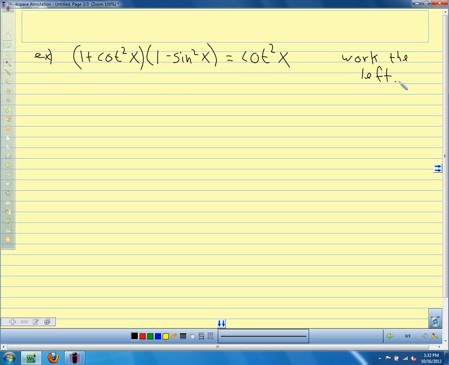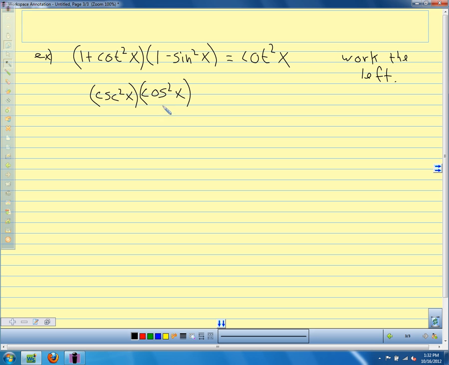Anybody have some suggestions about what we can do? What do each of these parentheses make you think? What should we be thinking when we see those? Pythagorean identities. So look on the right side of your sheet. Do we have a Pythagorean identity for cotangent squared? 1 plus cotangent squared is what? So I can rewrite this as cosecant squared x. 1 minus sine squared x is just cosine squared. I just subtract the sine squared from both sides. So this would be cosine squared x.